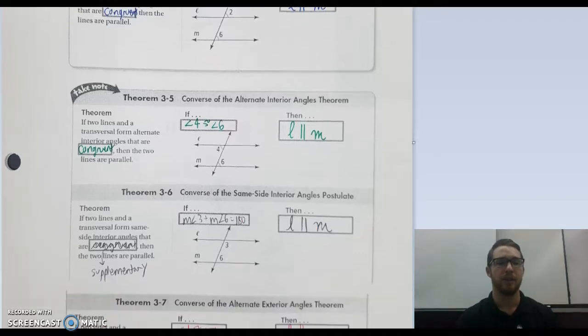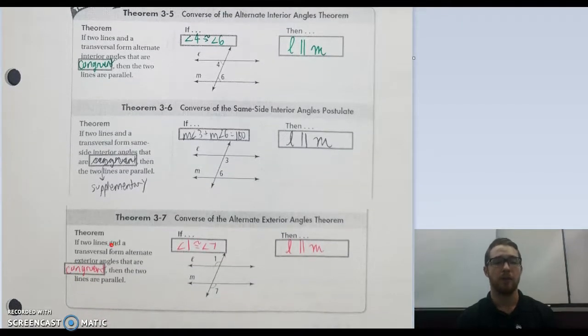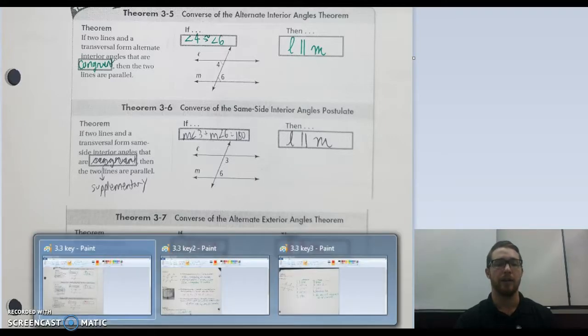And last connection, we also had alternate exterior angles before. So same thing, if two lines and a transversal form alternate exterior angles that are congruent, I also can use that to show that the two lines are parallel. So if I have alternate exterior angles here, 1 and 7, if I find that those are congruent, that's enough to show these lines are parallel. So again, all these rules are pretty much just backwards of what we had in 3.2.